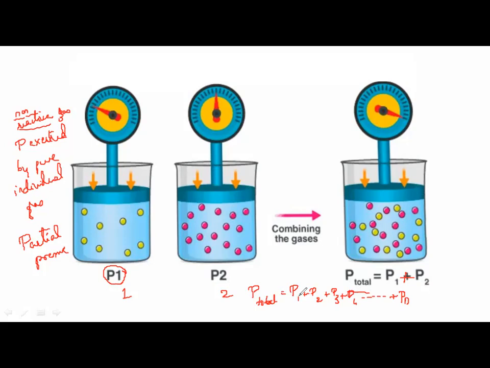Where P total is the total pressure exerted by the mixture of the gases, and P1, P2, P3 are the partial pressures of the respective gases, 1, 2, 3, 4 up to n.